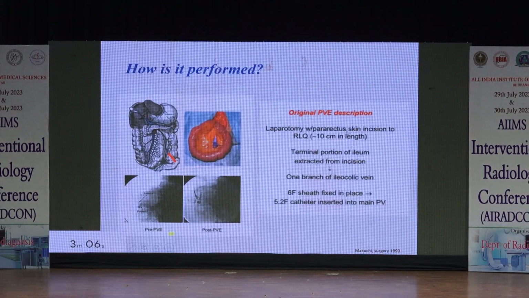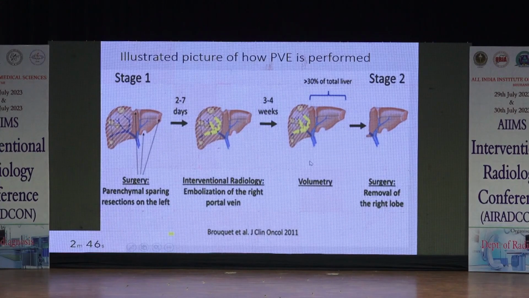So how is it performed? The earliest description was by Makuuchi, where he did a laparotomy and accessed the SMV, and through that he placed a sheath and then did the embolization. It was way back in 1990, and thereafter the techniques have improved, and we do it in a certain way that we will be explaining. So this is basically the illustrative picture. Stage 1, what we do is we embolize.